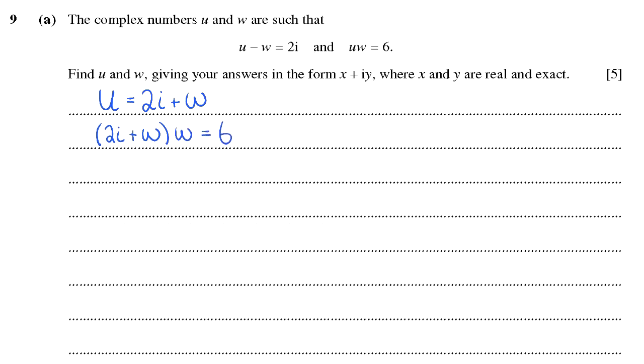And we look at that and go, well, that's a quadratic. And the quadratic looks like w squared plus 2iw minus 6 equals 0. Okay, so we can't work out how to factorize by inspection, but we could use the quadratic formula. And you may be thinking, oh, isn't that going to be complicated? Well, the only complicated part is inside the square root.